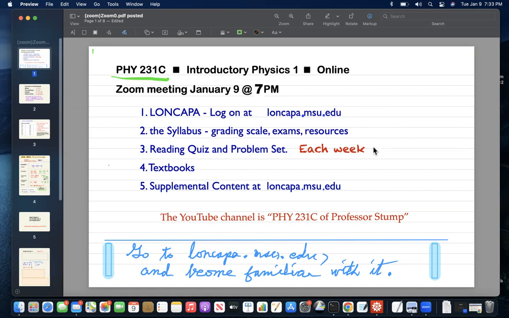Are the Zoom meetings mandatory? Well, only if you want to get a good grade. No, you don't get any points for attending a Zoom meeting. So I guess in that sense, they're not mandatory. But they should be useful. Will the meeting be the same day and time every week? Pretty much, yeah, pretty much.